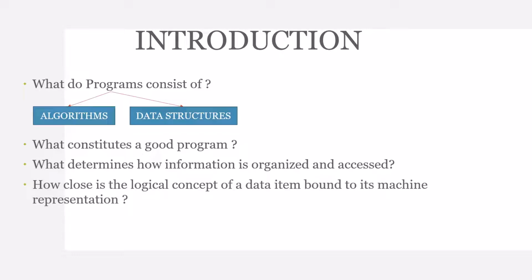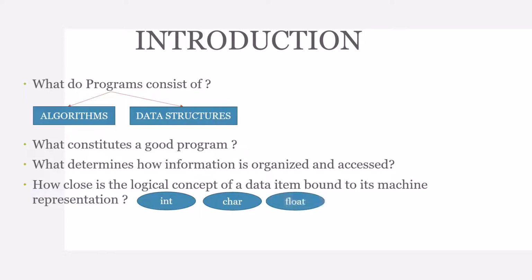How close is the logical concept of a data item bound to its machine representation? If we talk about the integer data type, this is tightly bound because remember, we know the integer is 4 bytes and that's exactly how it is represented by the machine. Similarly, the character is 1 byte. Again, there is a tight binding between the logical concept of this data item and its machine representation.